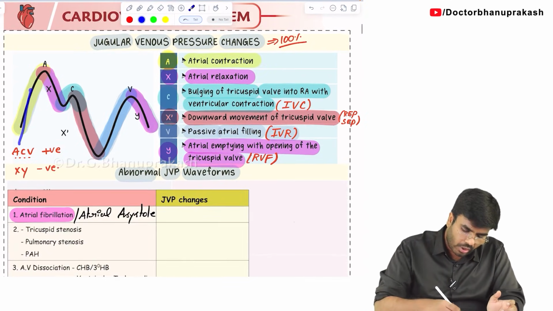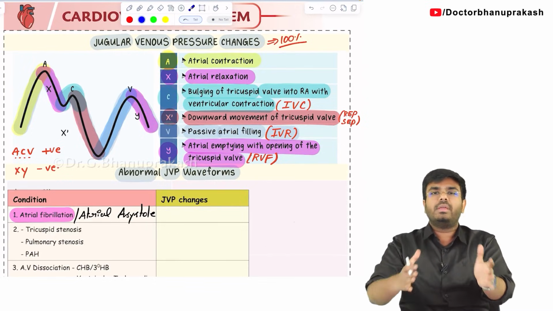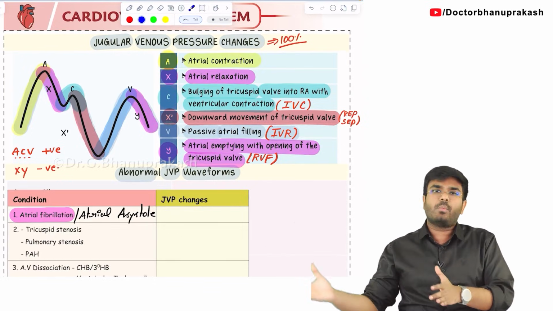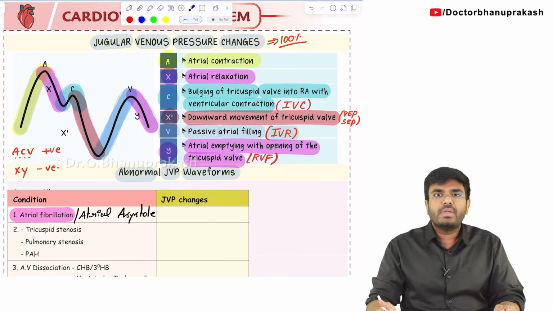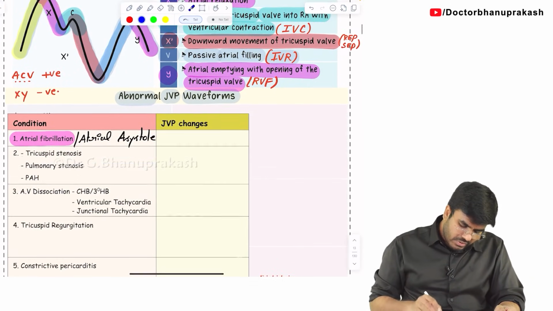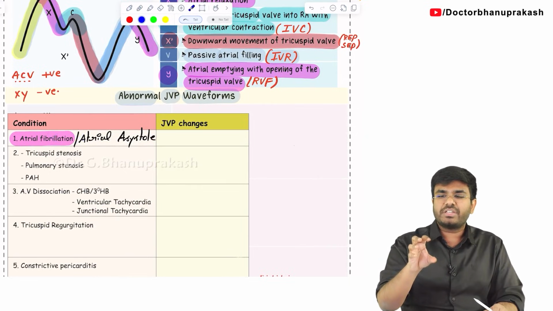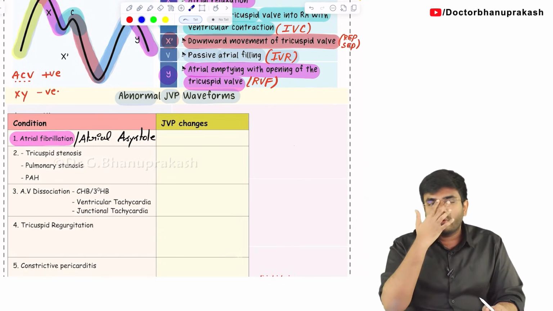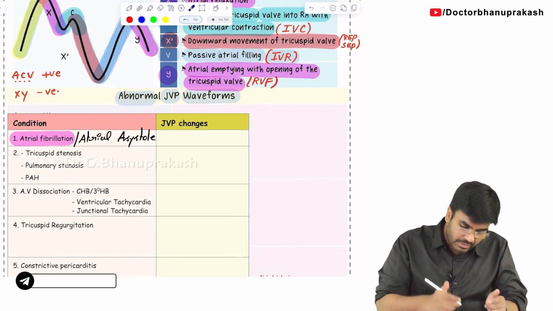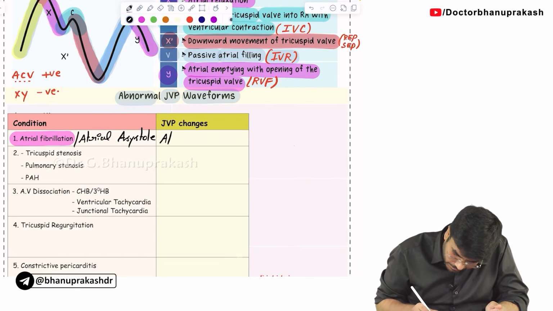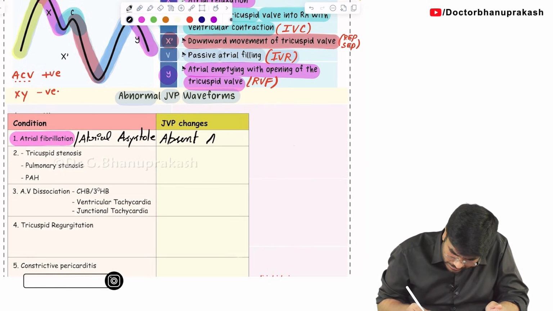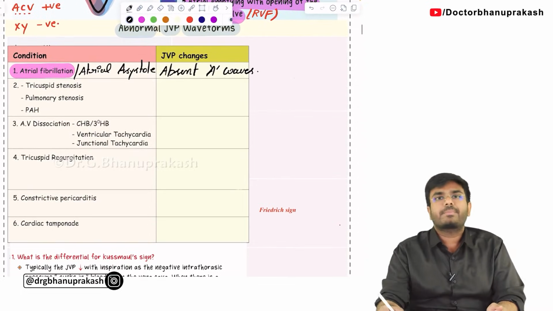Where are you seeing all these waveforms? In the monitor. The person is lying on the bed, and there is a monitor in which you can see the JVP waveforms. Now, in a patient whose atria is not contracting, as in atrial fibrillation, the atria are just quivering. So no atrial contraction means no waves. There will be absent A waves.